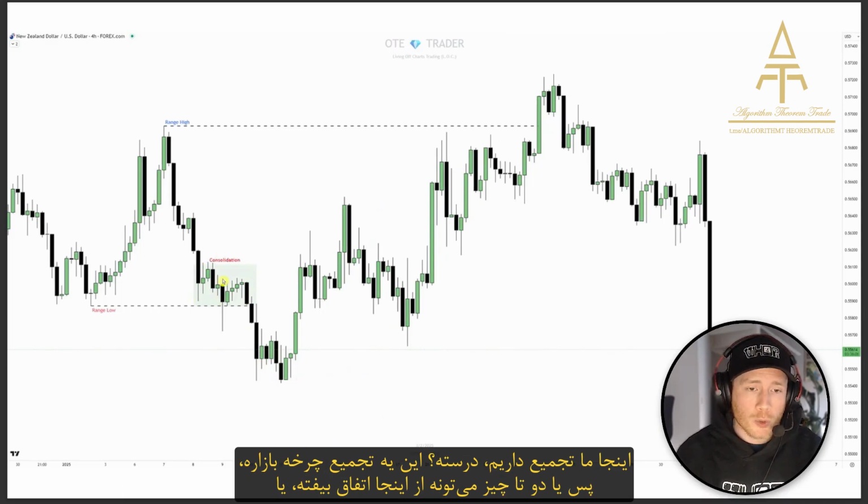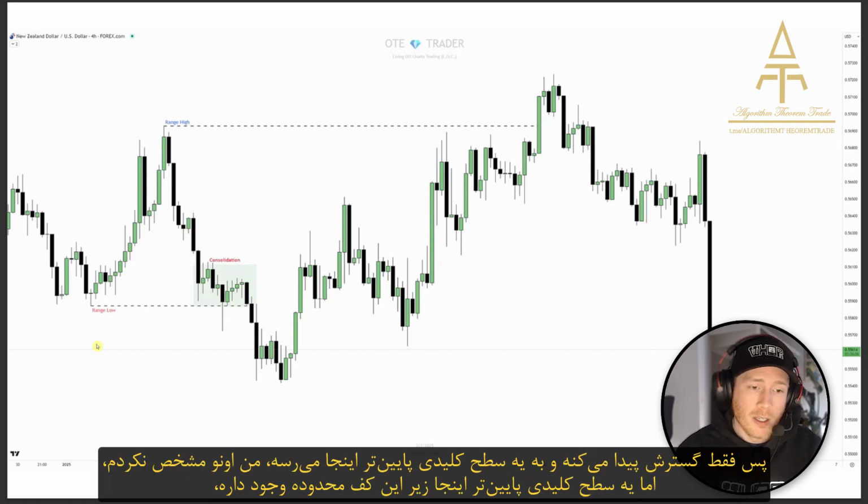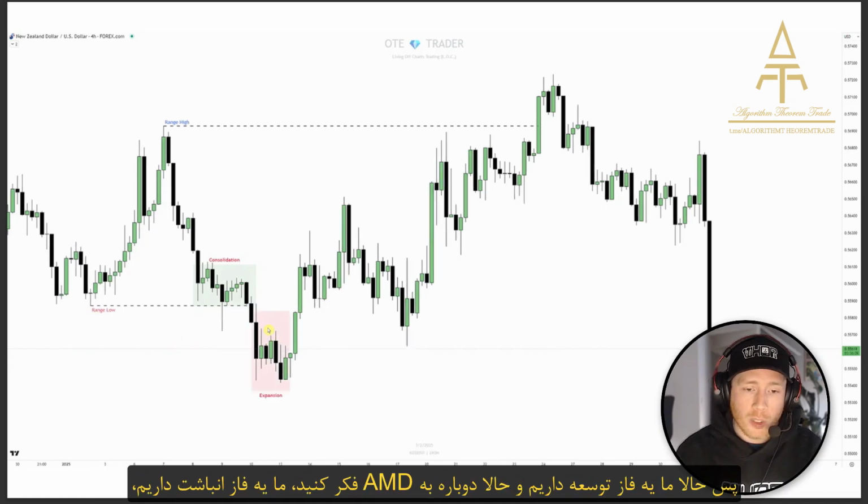This is market cycle consolidation, so either two things can happen from here. It will expand or retrace. Now there's no retracement back into premium of this last leg down, so it will just expand, hit a key level down below here. I don't have it marked out, but there's a key level down here below this range low. So now we have an expansion phase.